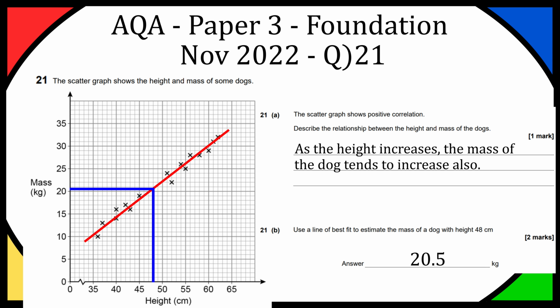So if you do that and you read it off within a correct reading, I think it's within plus or minus a half square, you should still get the mark. So basically just do that and you'll get the 2 marks.